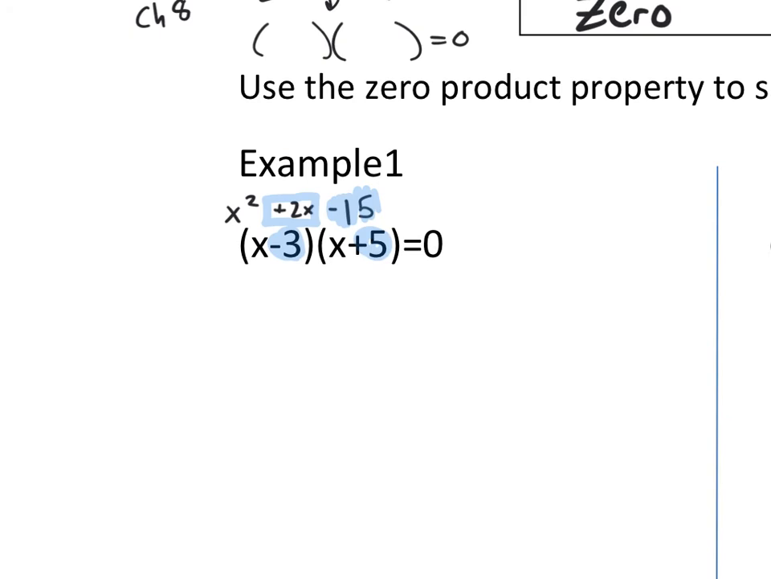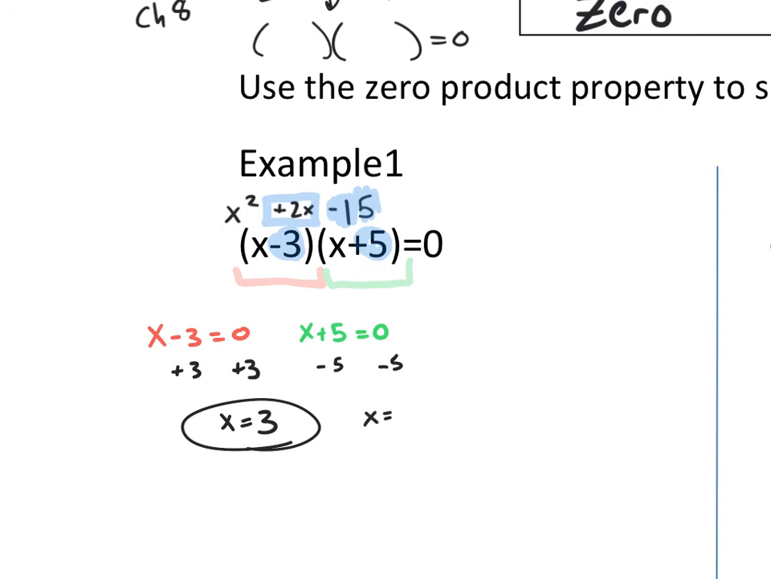So it's been factored for us, and to finish solving this, we'll take both pieces and set them up equal to 0. So I have x minus 3 is equal to 0, and I have x plus 5 is equal to 0. And then we solve. I'll add 3 onto both sides. On this one, I'll subtract 5 from both sides, and we'll get that x is equal to 3, and x is equal to negative 5.